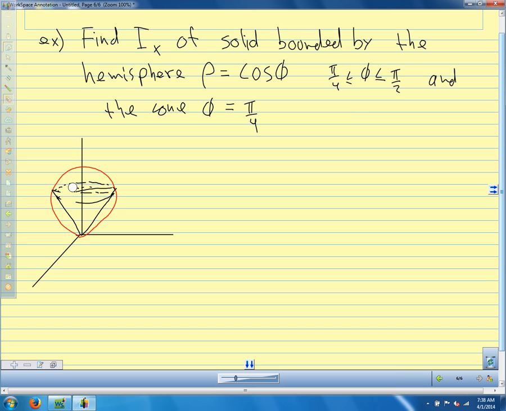Let me erase these things and I'll make it a little nicer. So the cone is going to intersect the sphere in a nice circle here. What we're looking for is the moment of inertia of the solid bounded by the hemisphere and the cone. So we're looking for the moment of inertia of the solid that's outside the cone but inside the sphere.